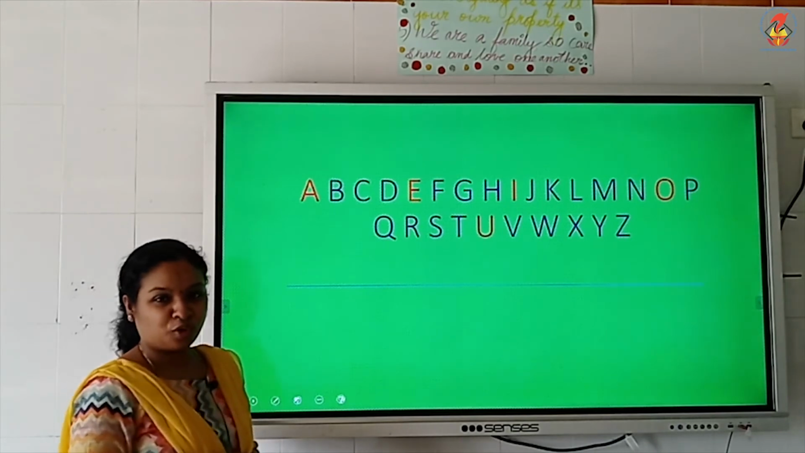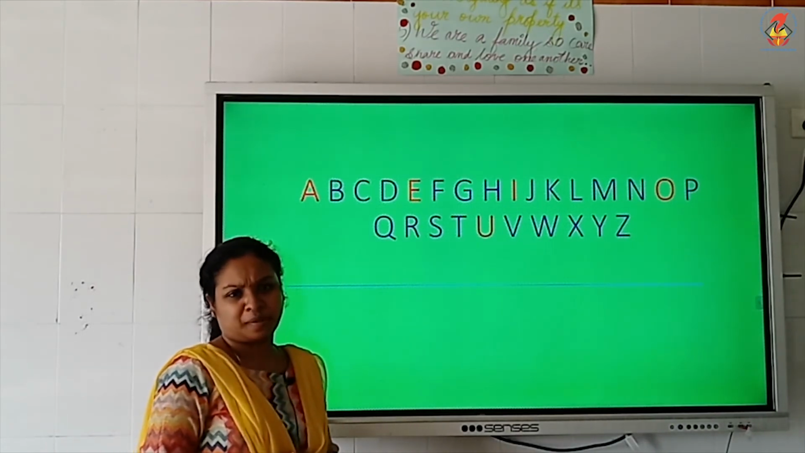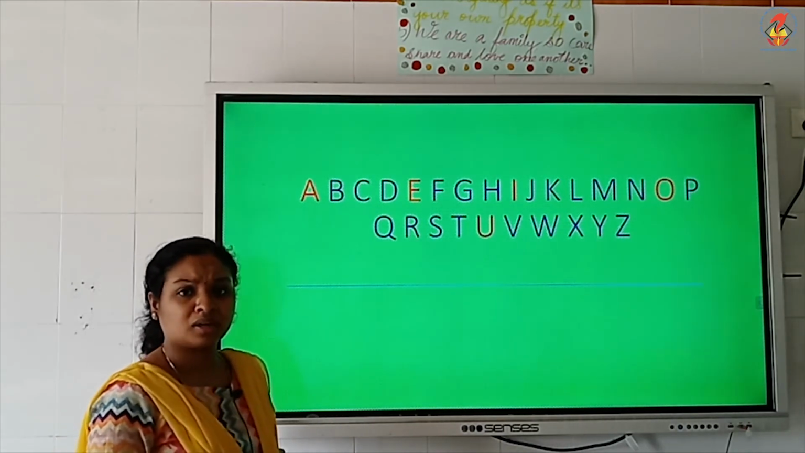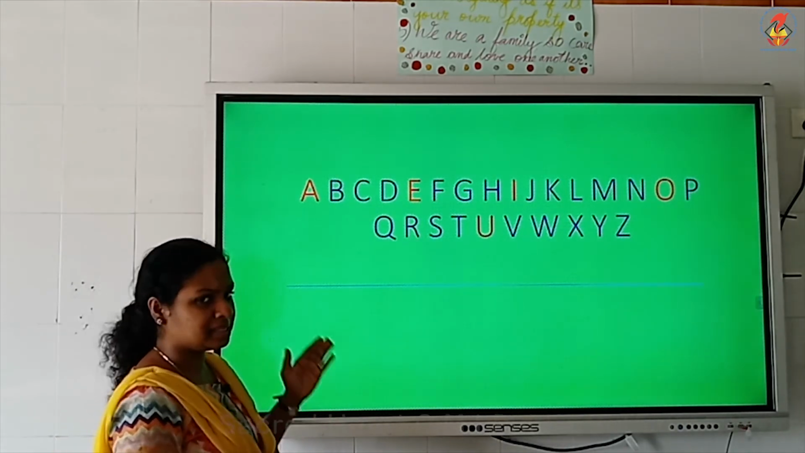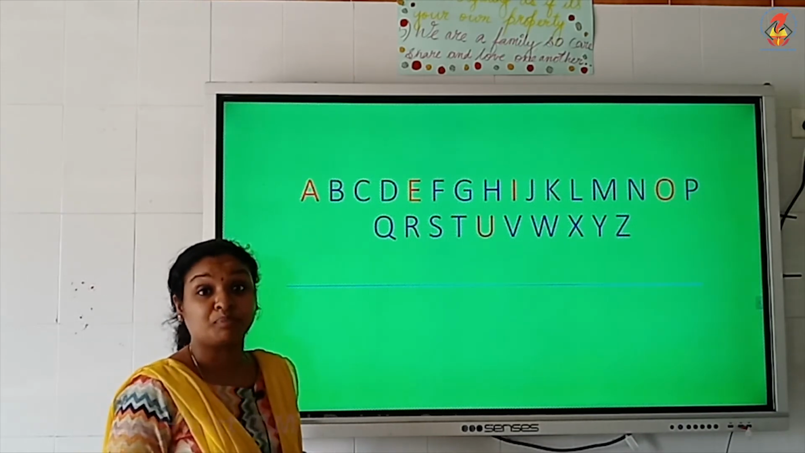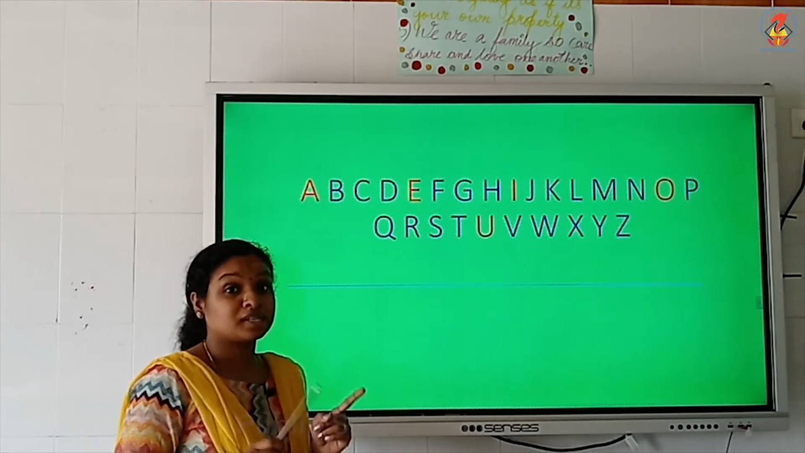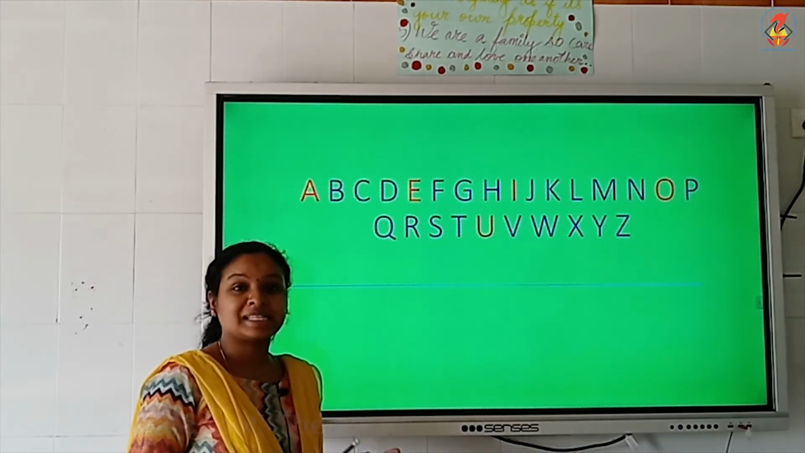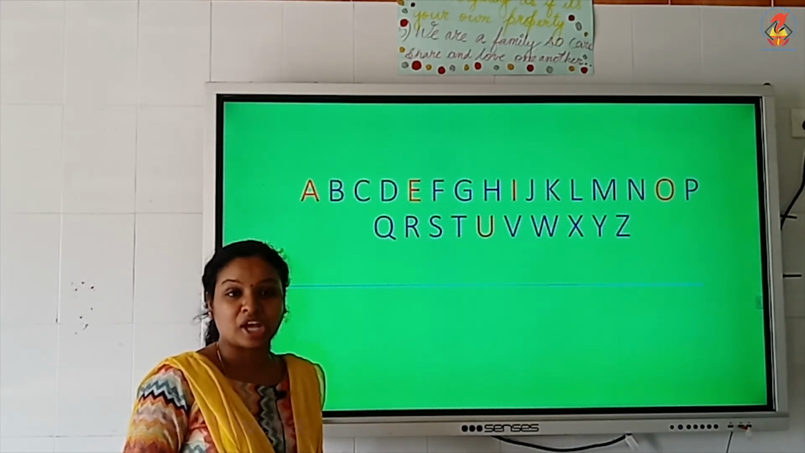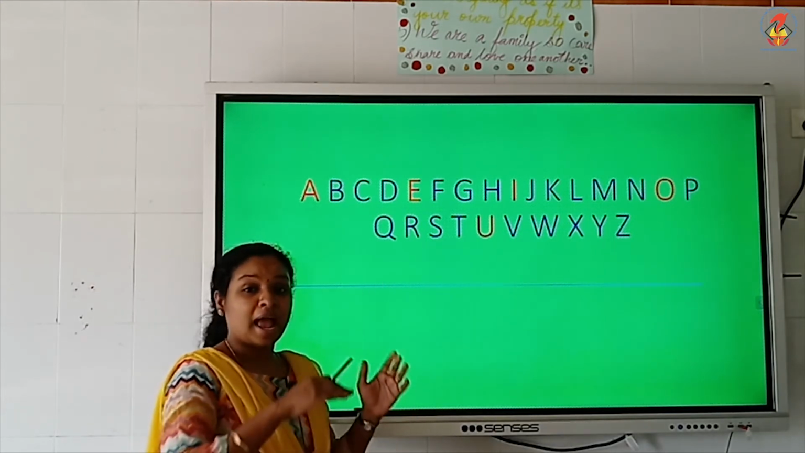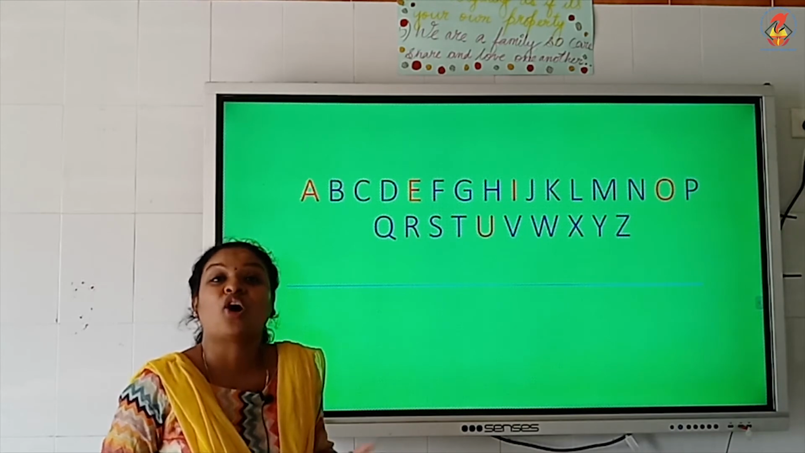Okay, now look at the letter one more time. Here you can see some letters are written in red in color, that is vowels. Now can you see the rest of the letters written in blue in color? So those letters are known as what? Consonant. So 26 letters are there in English alphabet. A, E, I, O, U are vowels and rest of the letters are consonant.